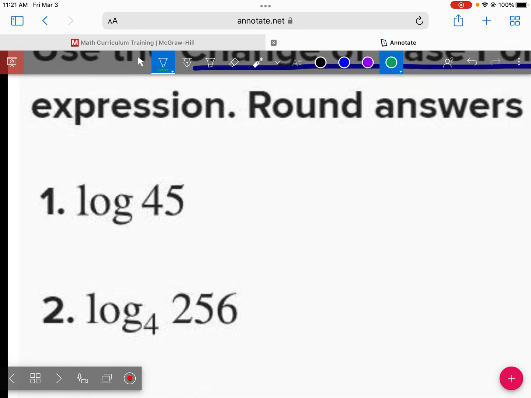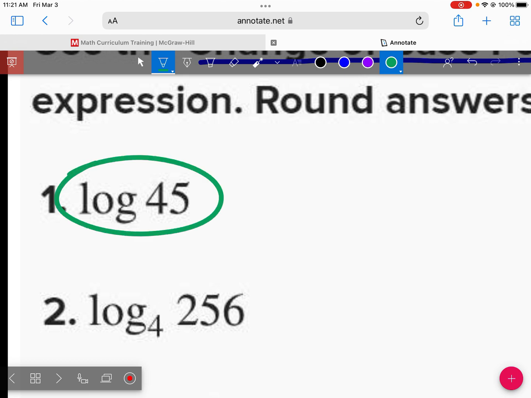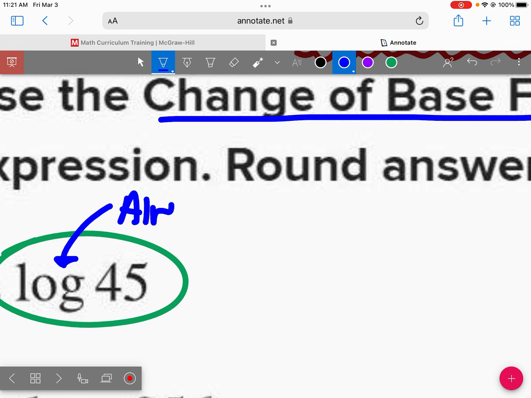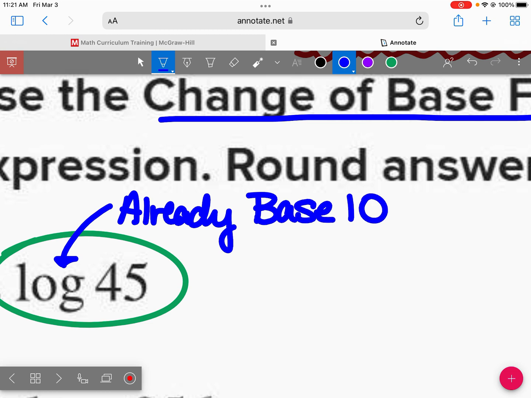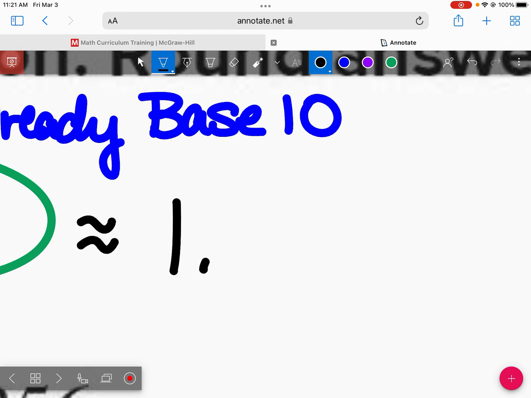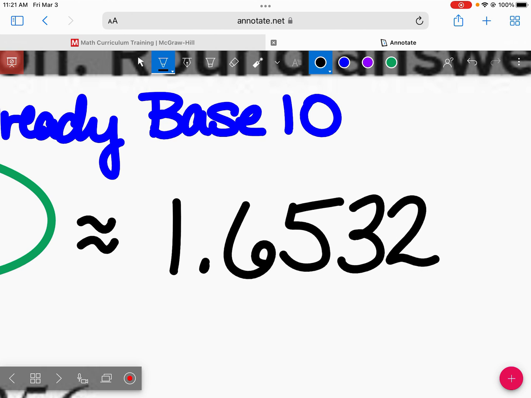All right, number one on the bell work. Do I need to use change of base on this one? Why not? This right here is already base 10. So we just type this one into the calculator. And you get what? Precious, this is what you gave me at first. 1.6532.